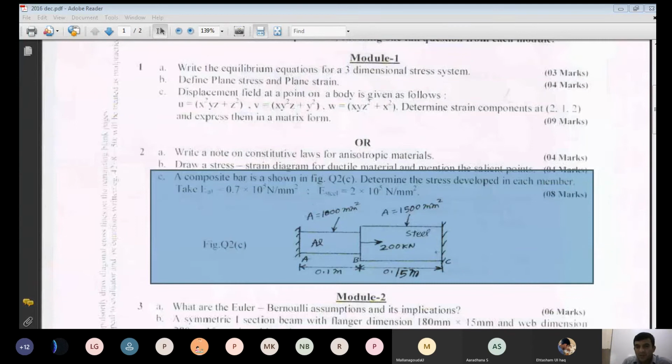Now we'll apply the general formula for straight bar. What is the deformation of a straight bar? General formula is PL by AE. Here two portions are there. For first portion, P1 L1 by A1 E1 is equal to P2 L2 by A2 E2. Now apply this formula.